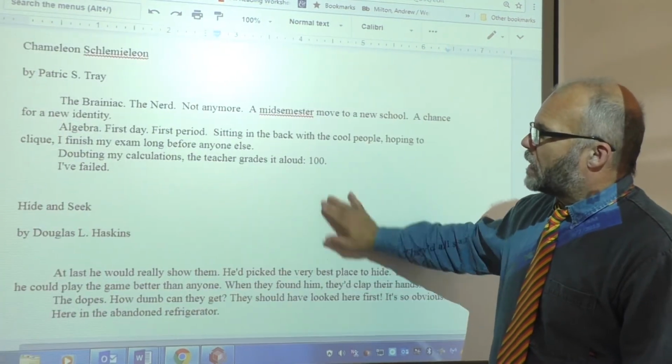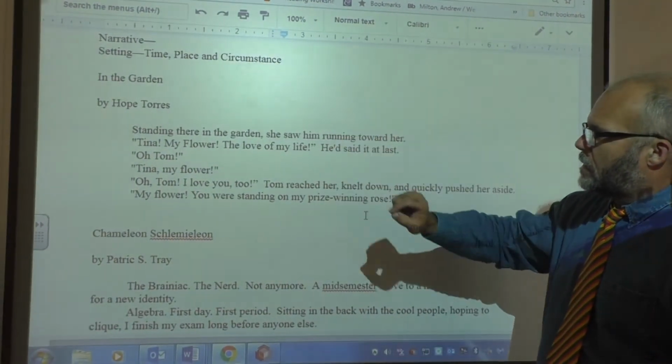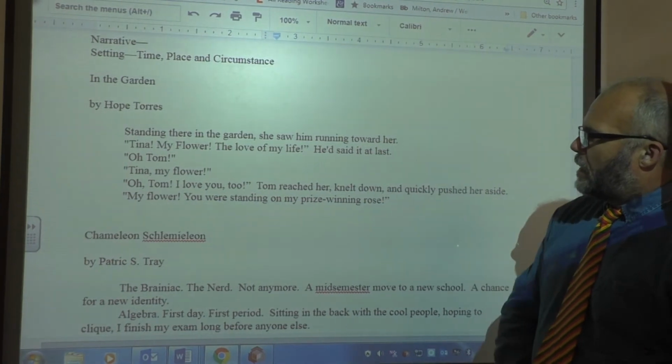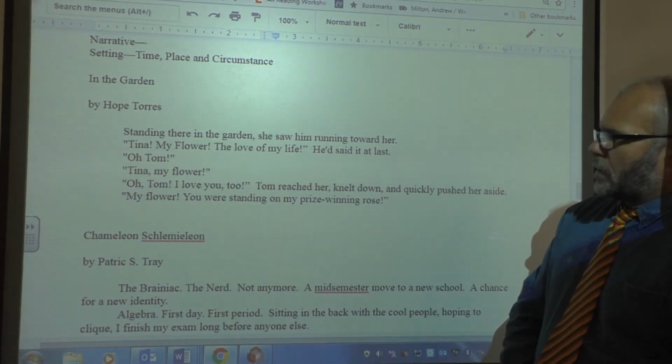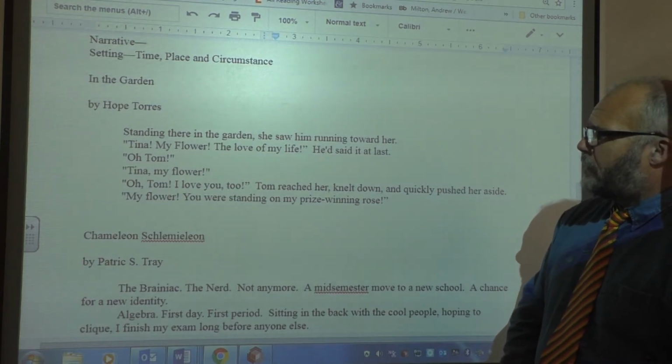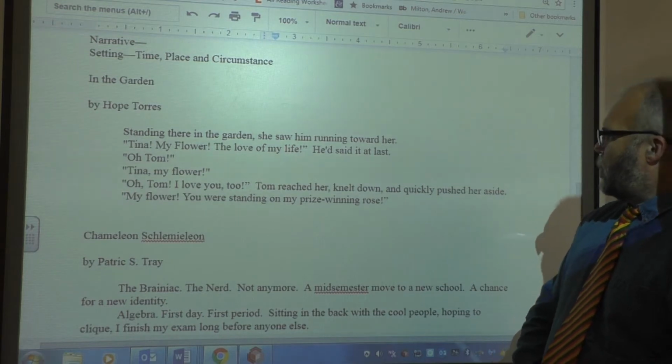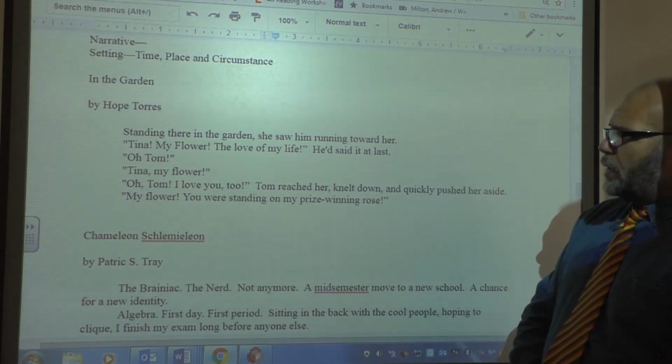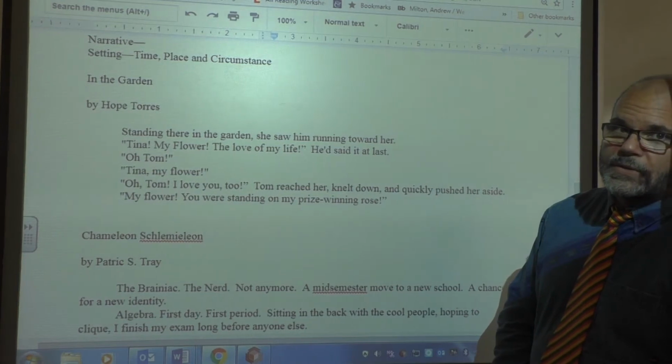Let's read one, actually. So in the garden, standing there in the garden, she saw him running toward her. "Tina, my flower, the love of my life," he'd said at last. "Oh, Tom, I love you too." Tom reached her, knelt down, and quickly pushed her aside. "My flower, you're standing on my prize-winning rose."